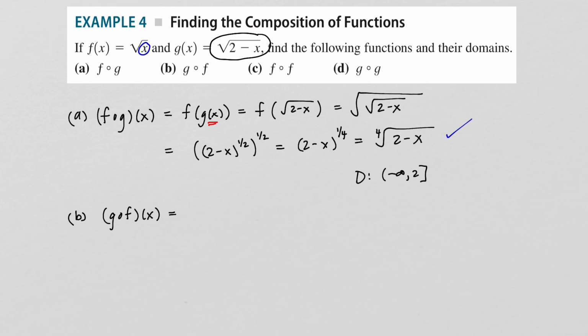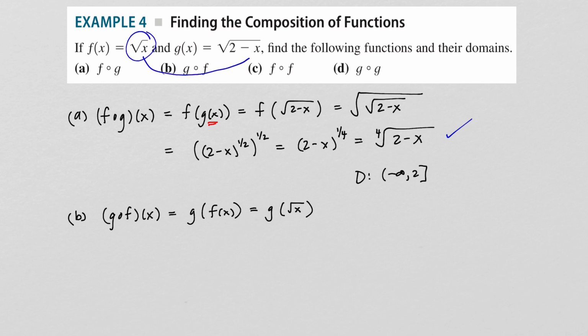Now for part B, we're going to do g of f. Now g of f, of course, is just the other way around. This is going to be g of f of x. And of course, f of x is the square root of x. And so this becomes g of the square root of x. And that means we're going to take this function and plug it into here. And so that's going to give us the square root of 2 minus the square root of x.